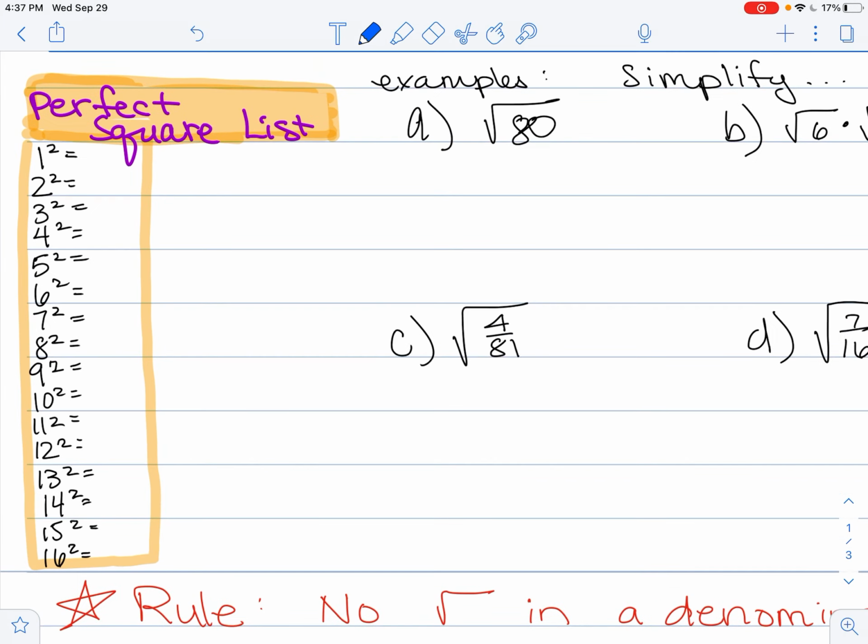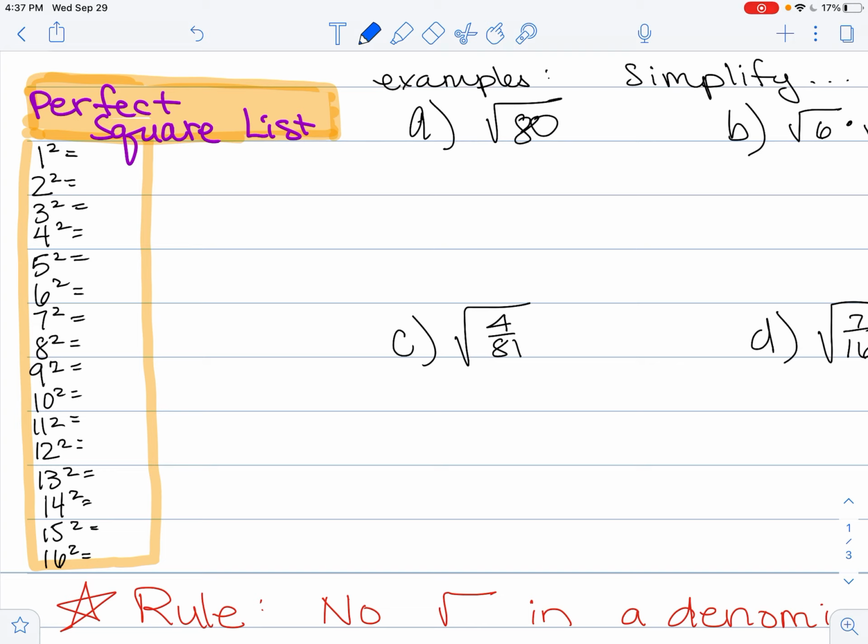But first, before we do that, we're going to work on our perfect square list right here. The perfect square list is the numbers that have a perfect square root, meaning they go evenly. So 1 squared is 1, that's a perfect root. 2 squared is 4, 3 squared is 9, 4 squared is 16, 5 squared is 25, 6 squared is 36, 7 squared is 49, 8 squared is 64, 9 squared is 81.